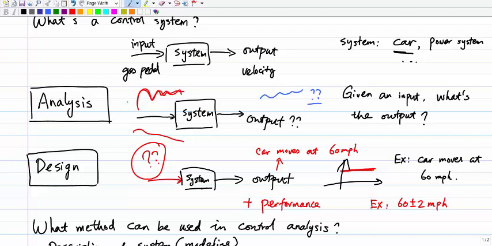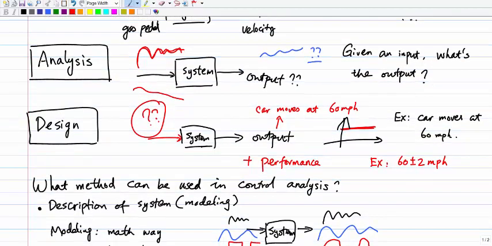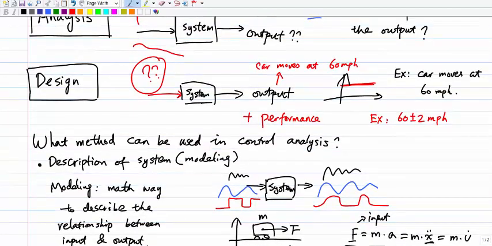Now let's first talk about what kind of method we can use in system analysis, or control analysis, which means: what if I give you a control input, what is the output? Before talking about the method, we talk about the modeling of a given system, which is also called a description of the system. The main idea of modeling is to provide a mathematical formulation to describe the relationship between input and output.